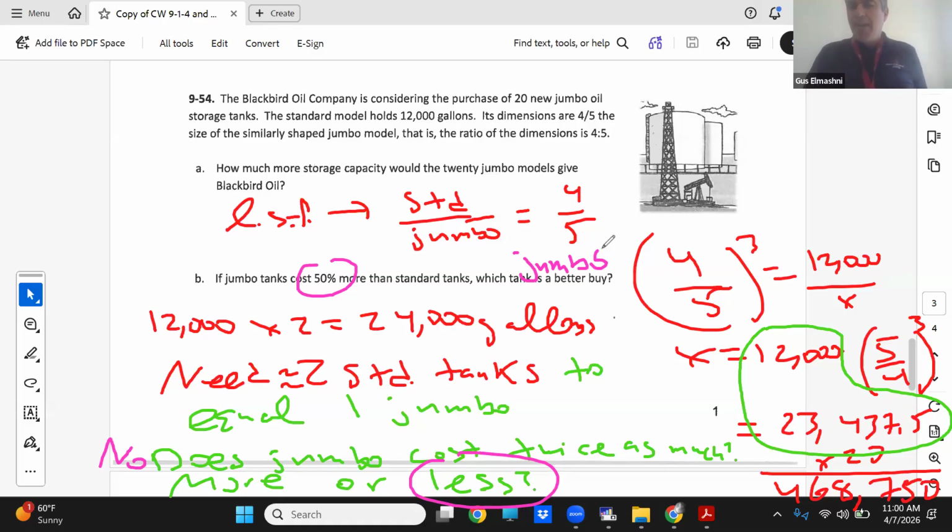So for part B, I kind of did it more with logic than anything else. Logically, you need 2 standard tanks to equal 1 jumbo. Does it cost twice as much? No, it does not. It costs less than that. So look at it from a common sense standpoint. That's what I'd argue for part B. You could compare the ratios of the cost and the volume and see which one's a better ratio, but that gets a little messy at times. I'd much prefer to do common sense. So hopefully that works for you guys.